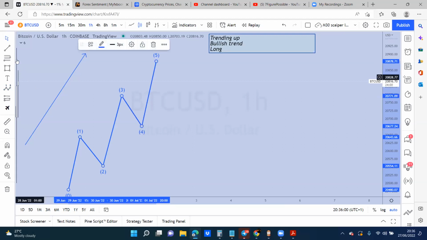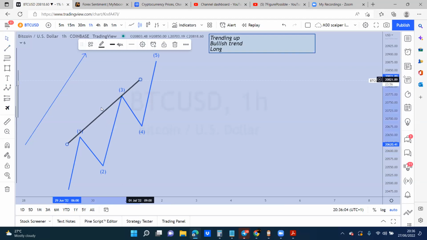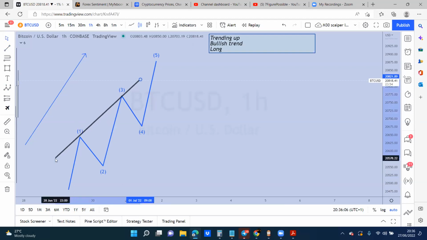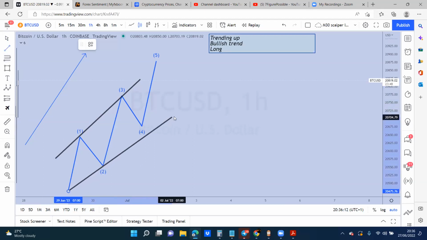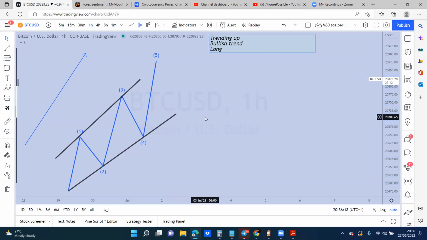What I said, you could use a trend line, 2 points. Don't mind me. The way I'm drawing it is looking very neat. In real life, it's not going to be as precise as this. You have to do some approximations.